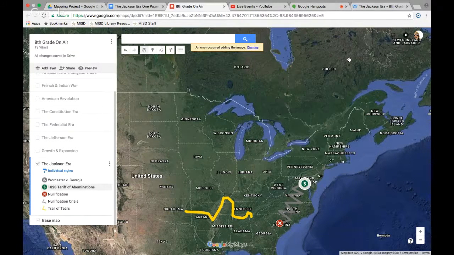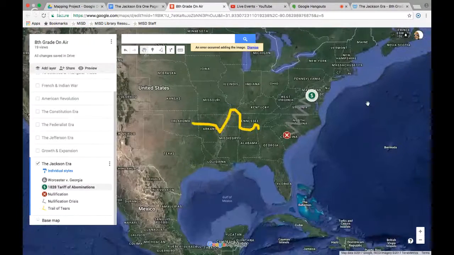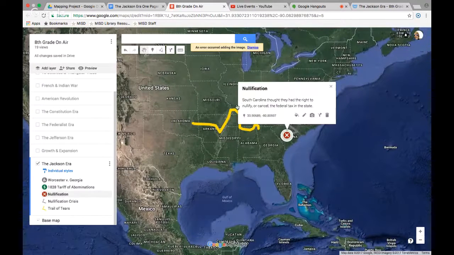What this led to was the idea of nullification. In South Carolina, I've put this red X, and to nullify means to cancel. That's a big vocabulary word. I put a short description that talked about how South Carolina thought that they had the right to actually cancel this federal law that hurt them. That's a good discussion that you can have with kids too.